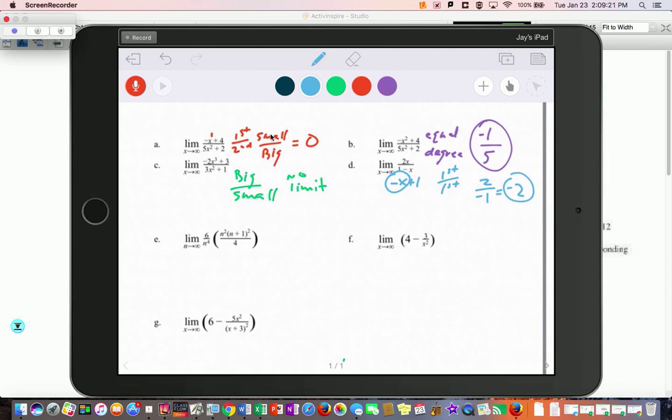So when they do this stuff on the bottom, those of you in my class that do the online web work problems, a lot of times web work will try to trick you by not putting everything in descending order, and you got to make sure you find the largest exponent.